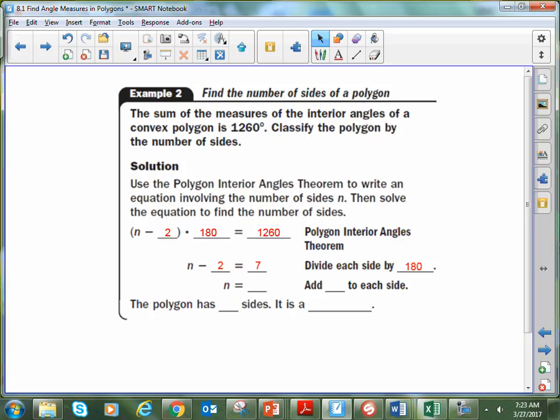And move the 2 over through addition now, and we can say that there are 9 sides in this case, so we have a nonagon. So a nonagon would be 1,260 degrees, all of the interior angles added together.